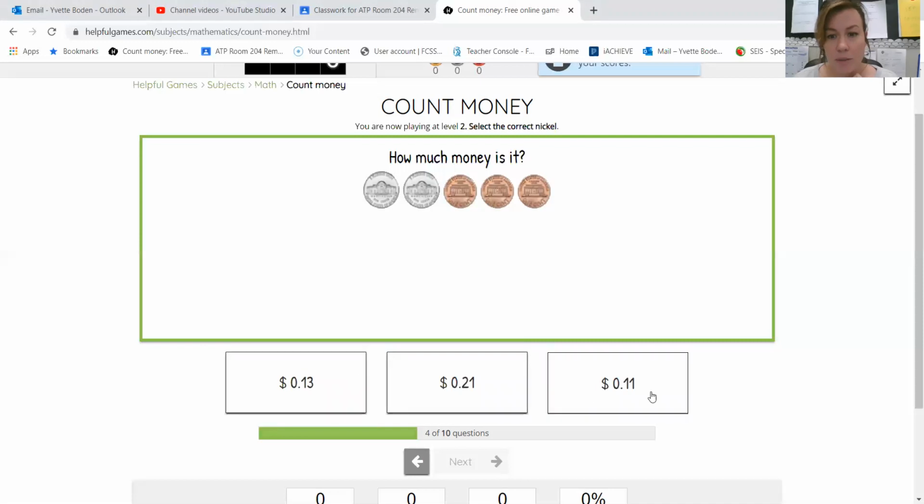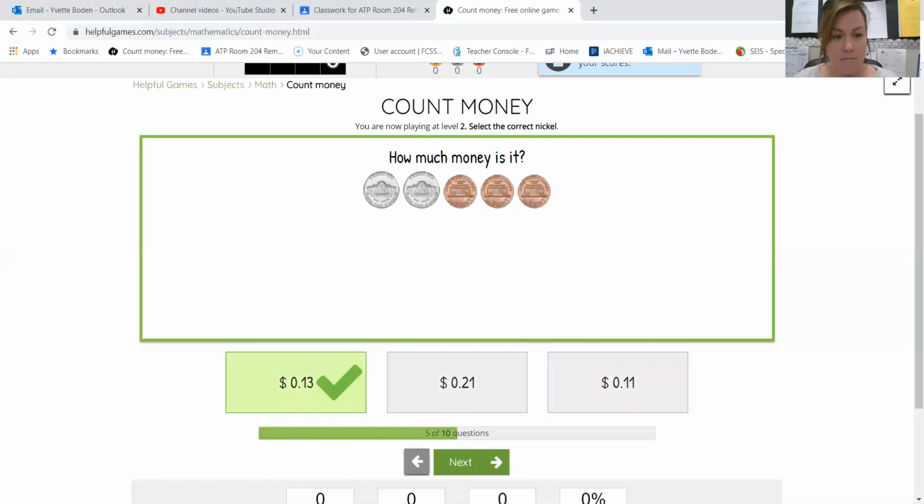Does that answer look like something down here? Sure does. All right, plug it into your calculator. 2 nickels, 0.05 plus 0.05, and 3 pennies plus 0.01. 2 pennies and 3 pennies equals.